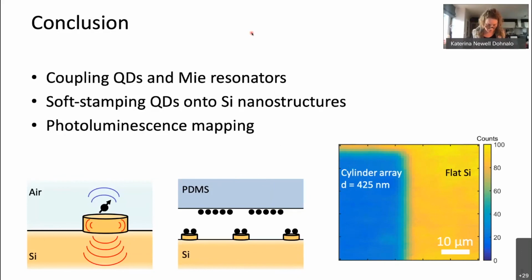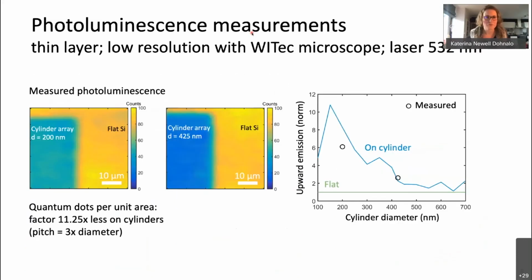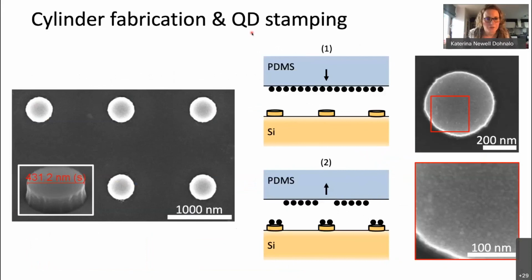You said that the PDMS soft stamp is buckling or not buckling down. Would that depend also on spacing between the cylinders? I can assume if the cylinders are closer that there will be no buckling, and then you cannot deposit anything in between. Yeah, it does seem to depend on the size. So here the distance is maximum 1.5 micron, as you can see from the SEM, and then it doesn't buckle in between. But I guess that if you go to tens of microns, then it does.